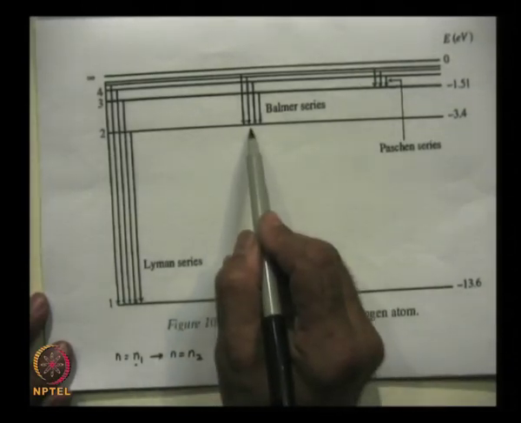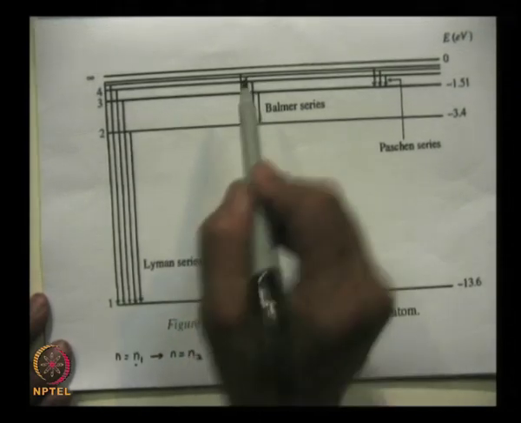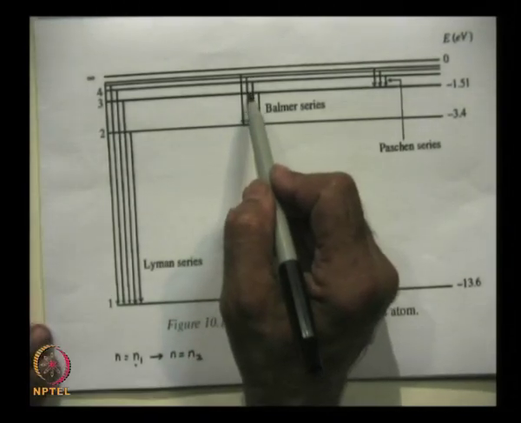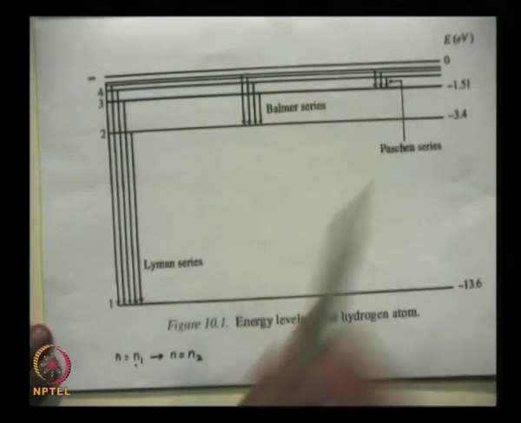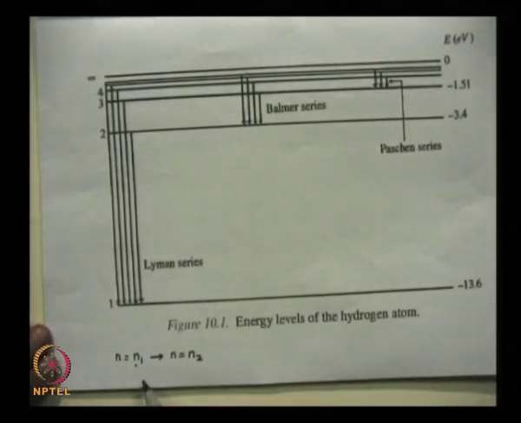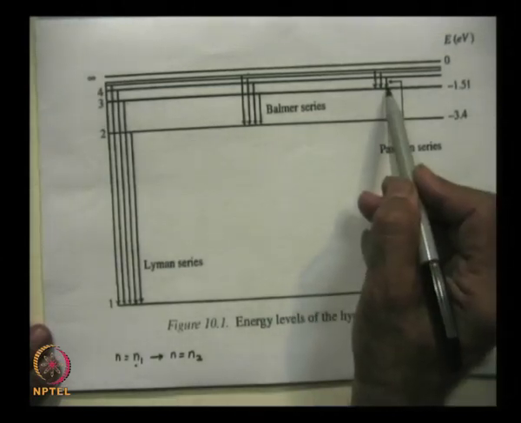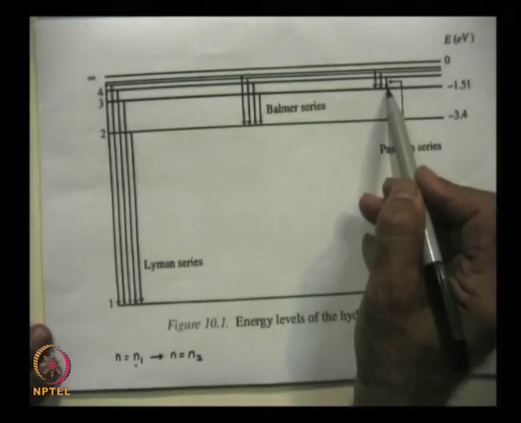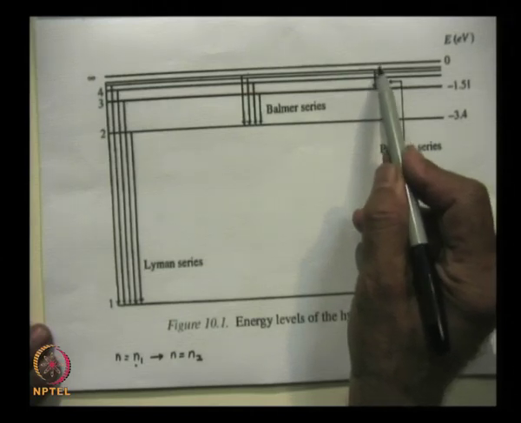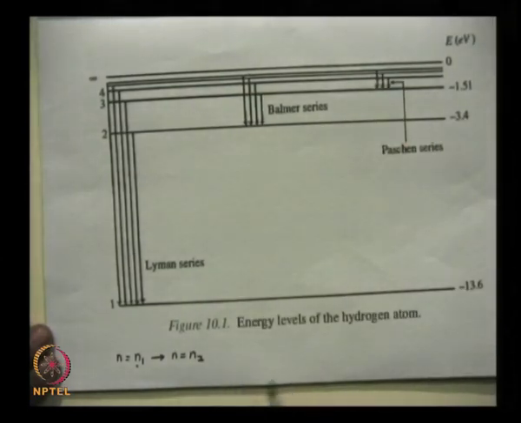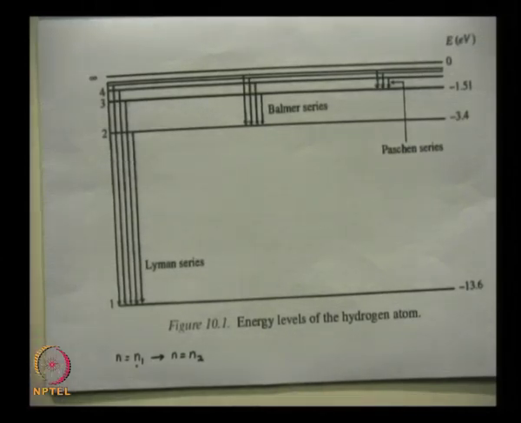When n2 is 2 and n1 is 3, 4, 5, 6, 7, 8, etc., you get the Balmer series. When n2 is equal to 3 and n1 is 4, 5, 6, etc., then you get what is known as the Paschen series. These are the different series in atomic spectra, and similarly you will obtain the series for the deuterium atom, the singly ionized helium atom, and the lithium atom.